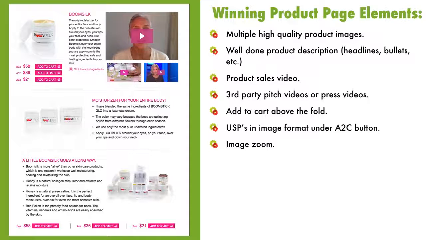Image zoom. You must have the ability for people to click on your image and zoom it in. Reviews, user-submitted content, and Q&A. So this is more traditional e-commerce stuff where you've got product reviews, another form of social proof.